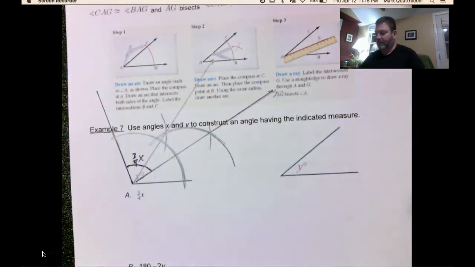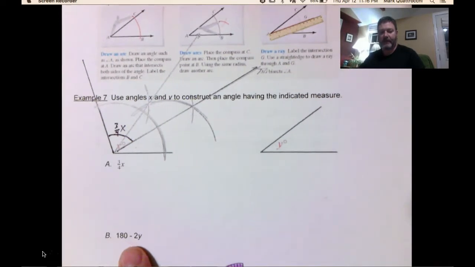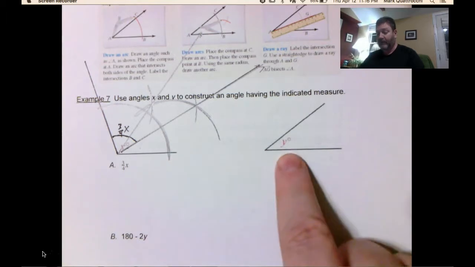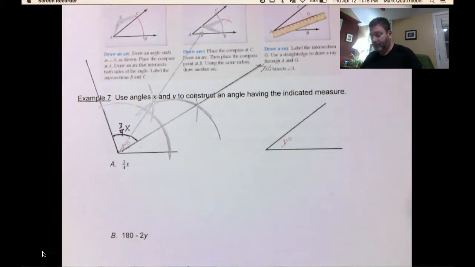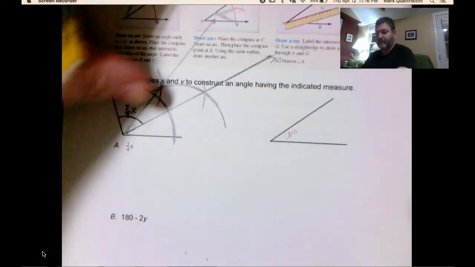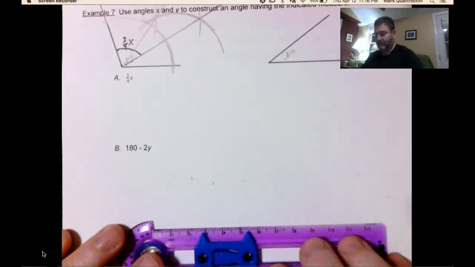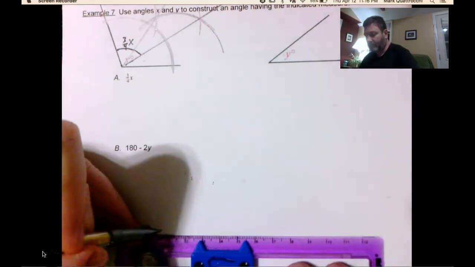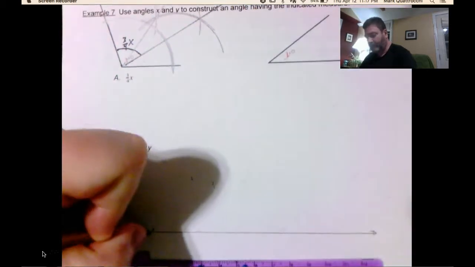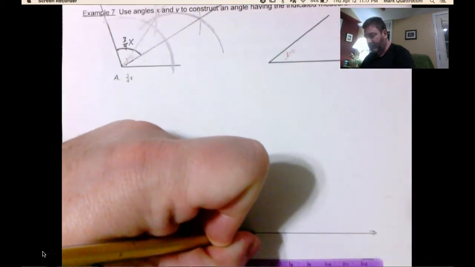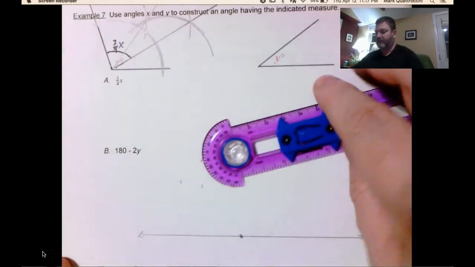Okay. Now we're going to do 180 minus 2y. Alright, so to do that, I am going to make a copy of this angle y. I'm not going to use that angle y. So we're going to start with a line, by 180 degrees right here. And I'm going to make a copy of angle y over here.